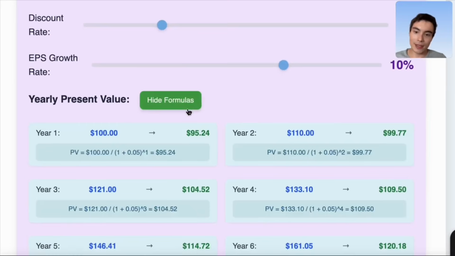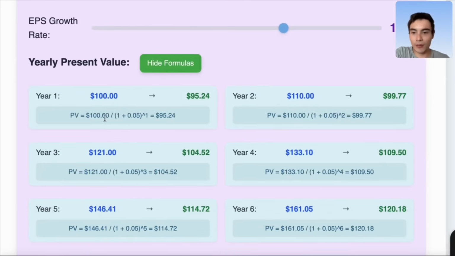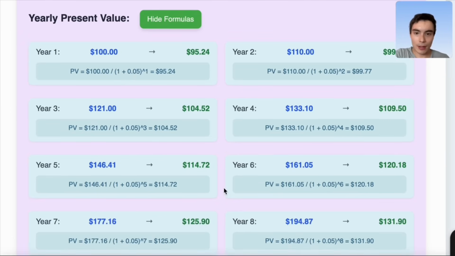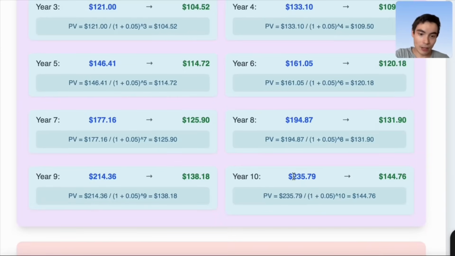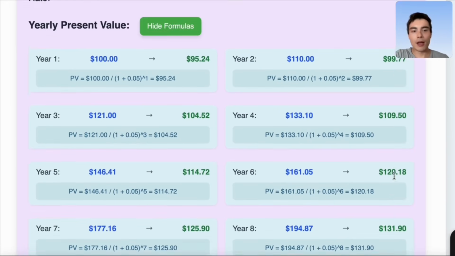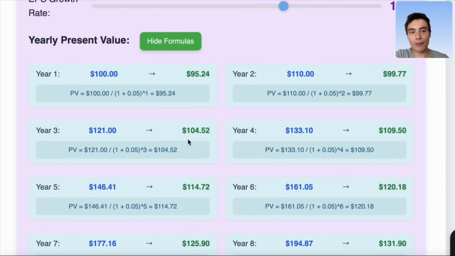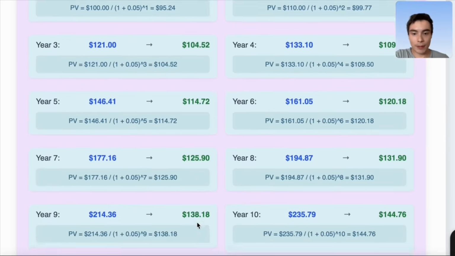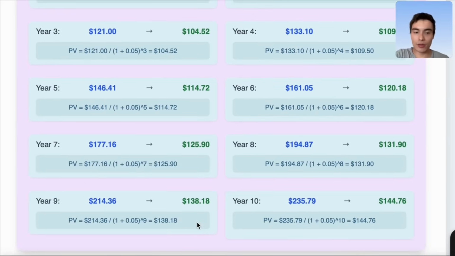So you have now basically the same formula. You divide it by 1.05 to the power of which year it is. So 1, 2, 3. For example, in year 10, the $235 discounted to present value is 1.05 to the power of 10, is $144.76. So let's count everything up from every year, and that's the total intrinsic value based on these inputs.